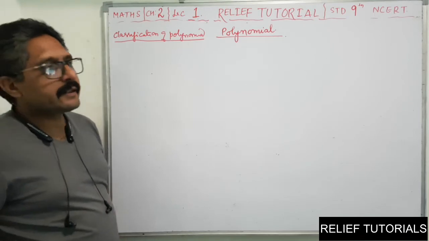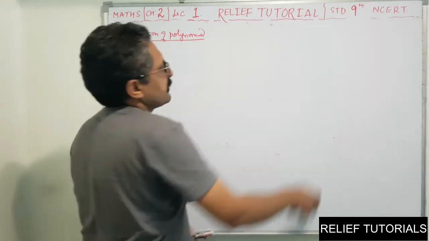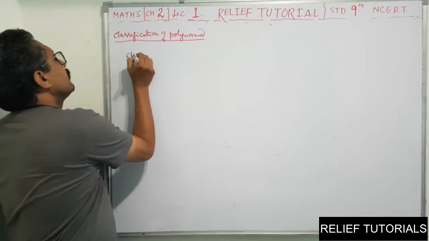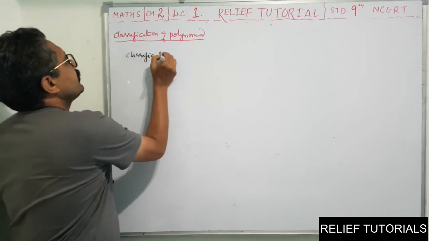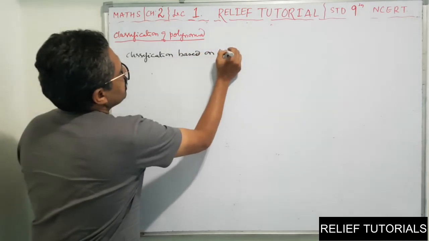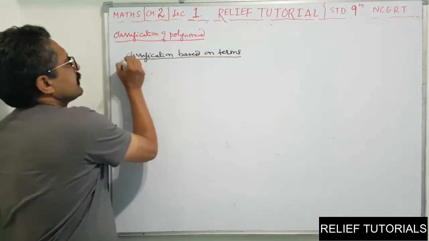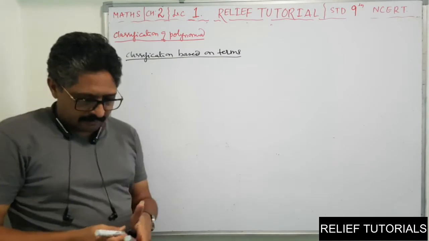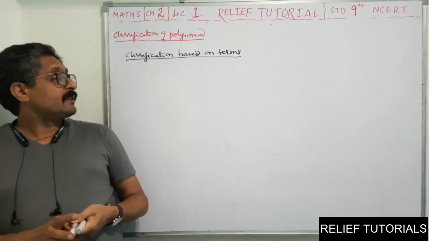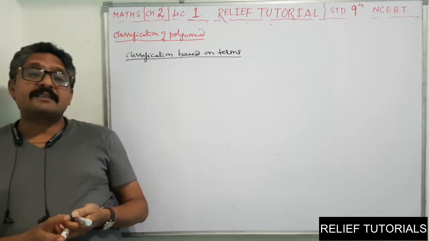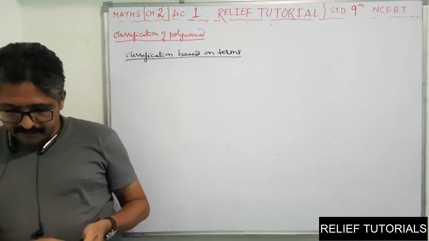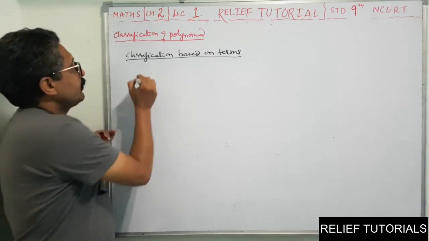Now, classification based on terms. First we will see classification based on terms. Classification of polynomial based on terms. I told you what the terms are. On the basis of number of terms, the polynomials are classified as monomial, binomial and trinomial. First we will discuss what is monomial.